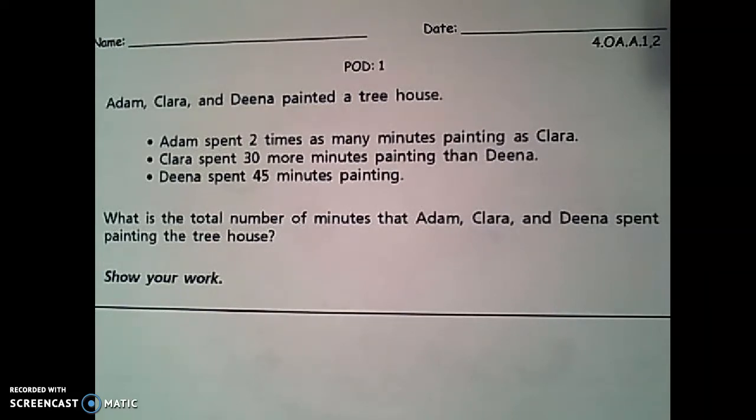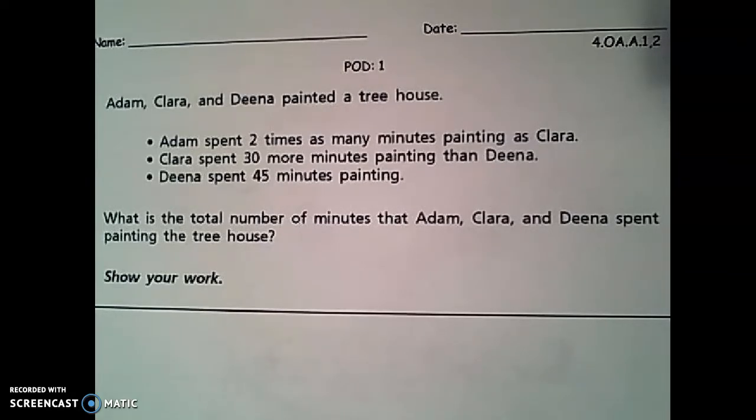Okay, so Adam seems to spend more time than Clara. Clara spent 30 more minutes painting than Dina. Okay, so Clara spent more time than Dina. And Dina spent 45 minutes painting. So they're giving us these facts as bullet points. What is the total number of minutes that Adam, Clara, and Dina spent painting the treehouse?